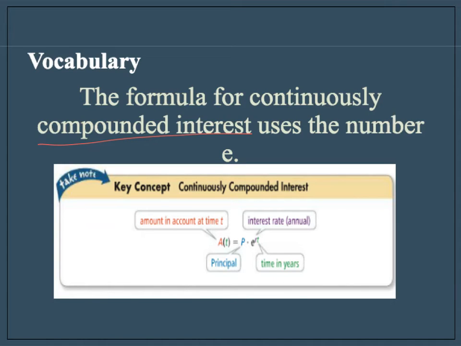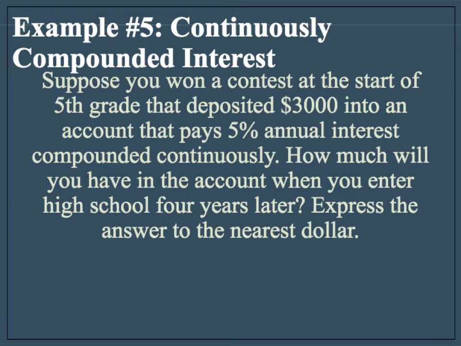And by the way, do take note, this A of t is the amount in the account at whatever time t. P is the principal, so your starting balance. You have times e, which we know is about 2.7182. The interest rate has to be annual, right? So if they give you something in months, you need to know what that is in years. And then lastly, it has to be time in years. So these last two are connected by years. Very specific there. All right, so let's take a look.